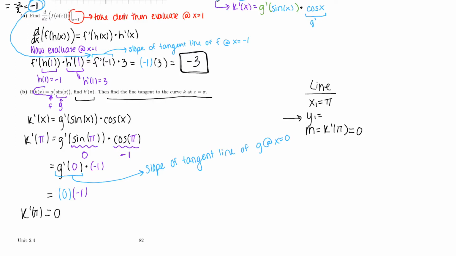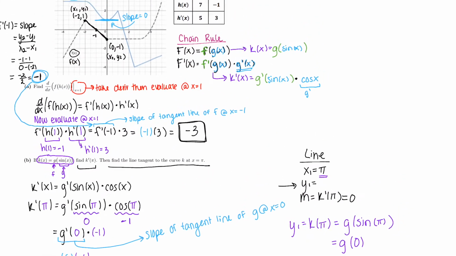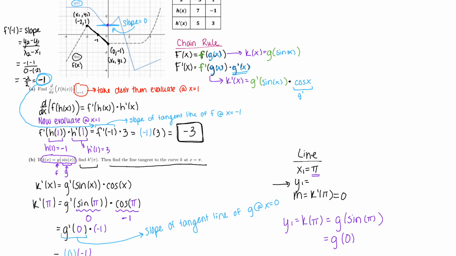And that's going to come from this original equation. That's going to come from plugging in pi, the x value, to the original equation. So g of sine of pi. Sine of pi is going to be 0, so we need g of 0. So we go to our original function. Here's g. g of 0 is the y value at 0, which is 1.